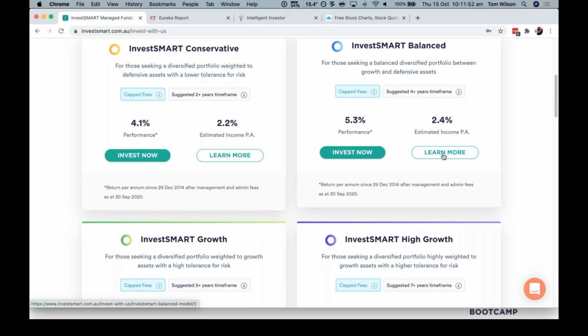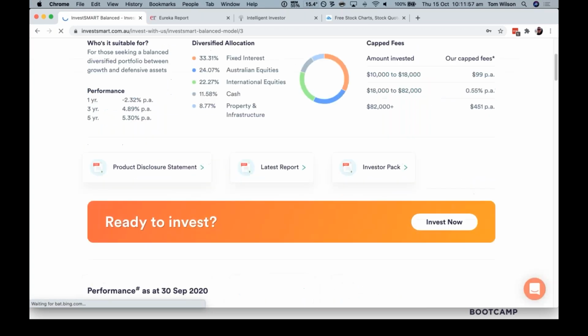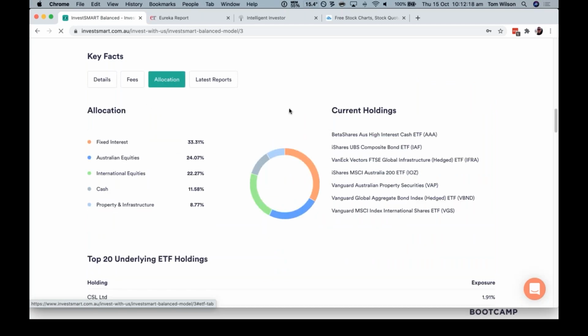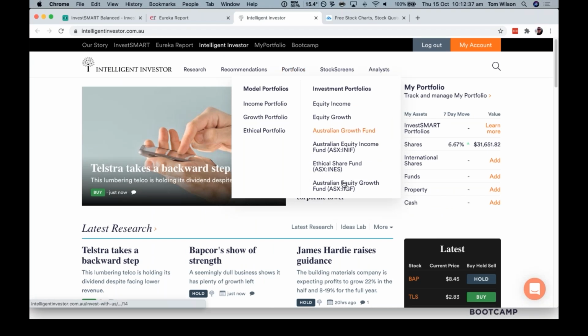If I click on Learn More, it'll take me to the section that breaks down a lot of the information that I need. So you can look at the product disclosure statement. That's very important. It'll have all the information that you need to make an investment decision. And then if I go down the page, I can get into things like the key details and allocation. And this will actually show us what it's holding inside. So what it actually owns or invests in on the ASX to get you this kind of allocation on the left-hand side.